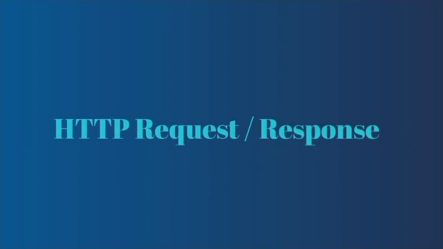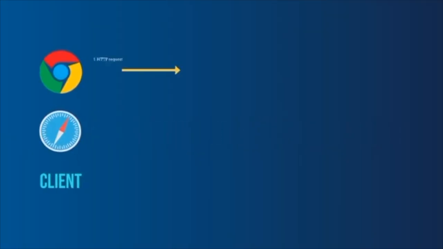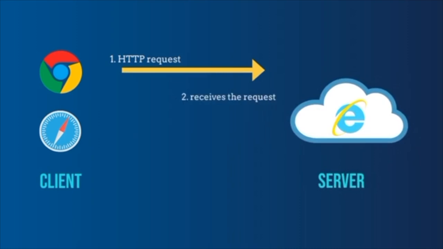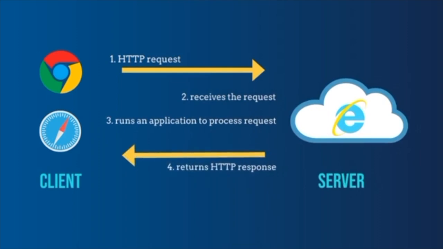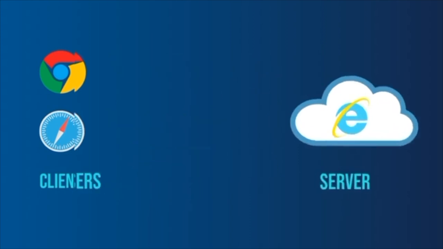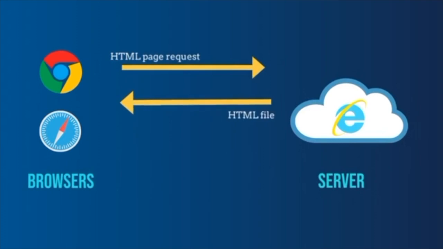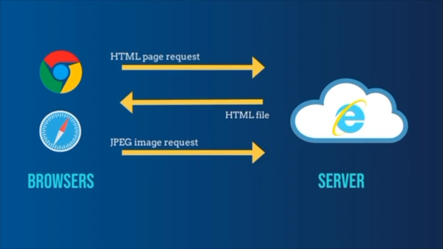HTTP request and response. A client sends an HTTP request to the web, and a web server receives the request, and the server runs an application to process the request. The server then returns the HTTP response to the browser, and lastly, the client receives the response. An example would be the browser requests an HTML page, and the server returns an HTML file, or the browser requests a JPEG image, and the server returns a JPEG file.